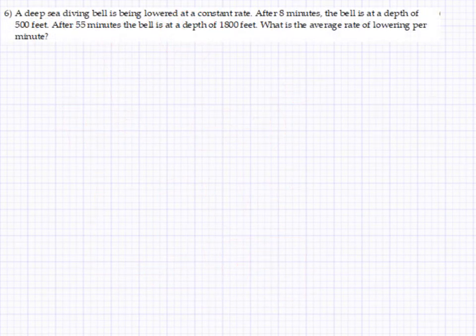All right, so here we have a word problem. Let's look at it. A deep sea diving bell is being lowered at a constant rate. After 8 minutes, the bell is at a depth of 150 feet. After 55 minutes, the bell is at a depth of 1,800 feet. What is the average rate of lowering per minute? So, if we want to do that average rate, it's a rate of change.